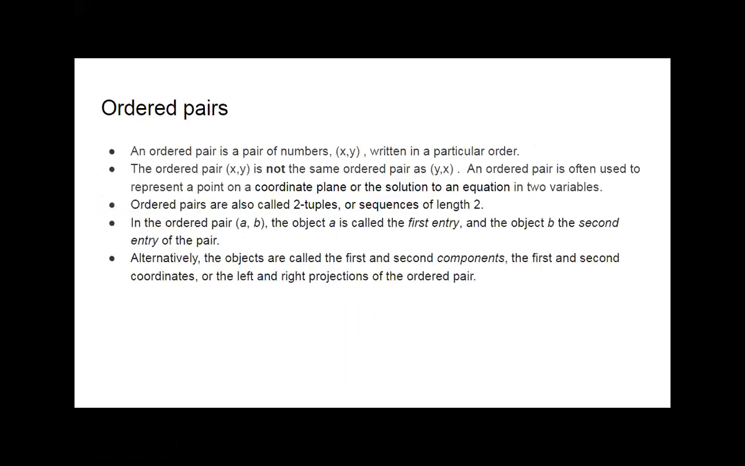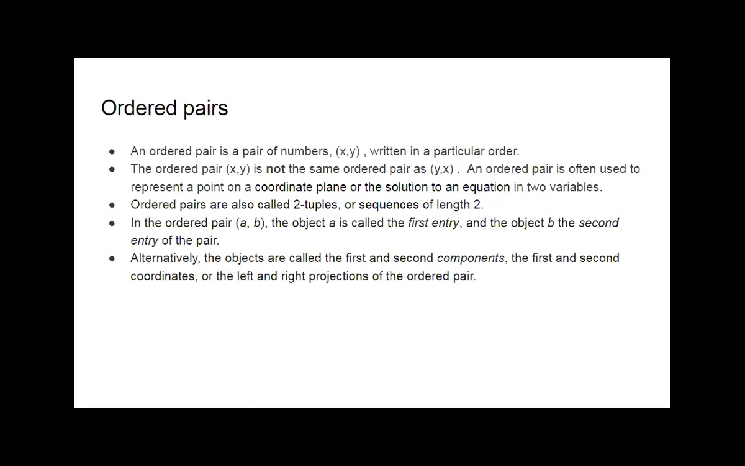Then the next term is the ordered pair. What is an ordered pair? An ordered pair is a pair of numbers x, y written in a particular order. A set is an unordered collection of elements, but that is not the case with an ordered pair. As it is ordered, the order of the elements is not going to be changed. And pair means the number is 2, so two coordinates are there, x, y.